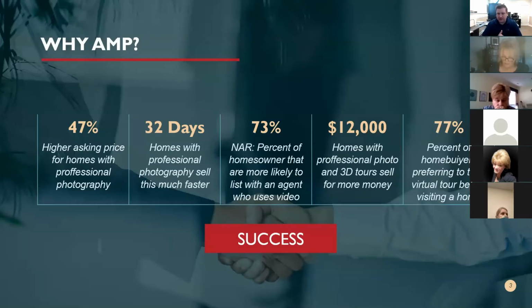A couple of stats here. I'm sure most of you are highly aware of how important media is for listings. A couple of stats I'll run through: 47% higher asking price for homes with professional photography. Homes with professional photography sell 32 days faster. NAR did a study where they talked to homeowners, and 73% are more likely to list with an agent who uses video inside their marketing presentations. $12,000 more is what a home sells for that has professional photos and 3D tours.